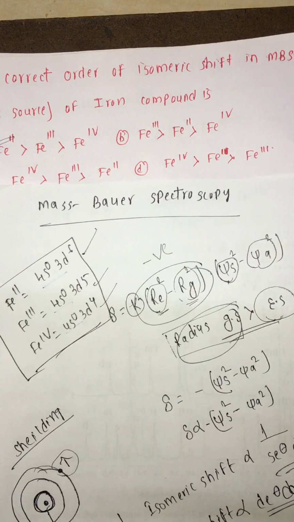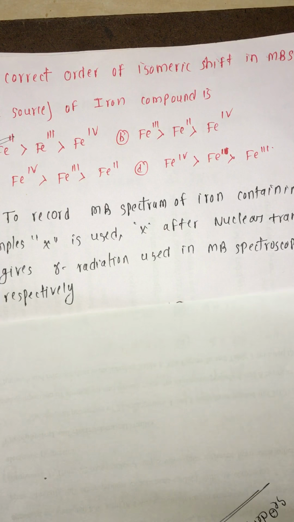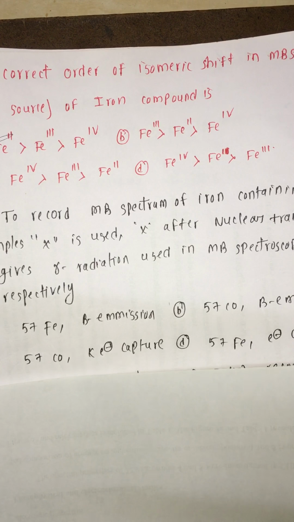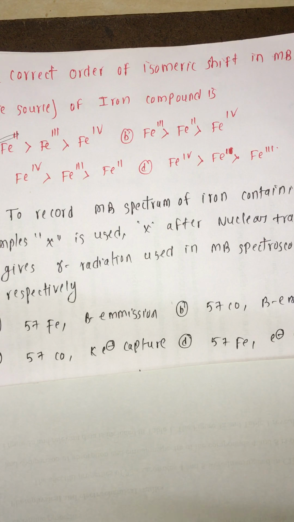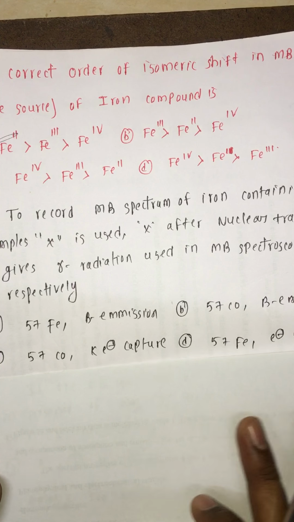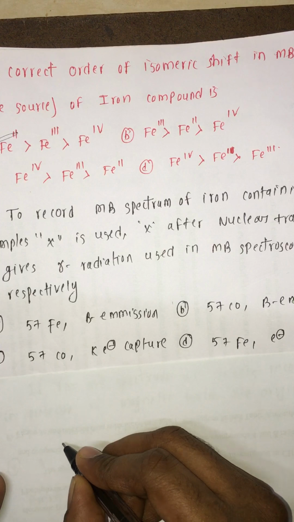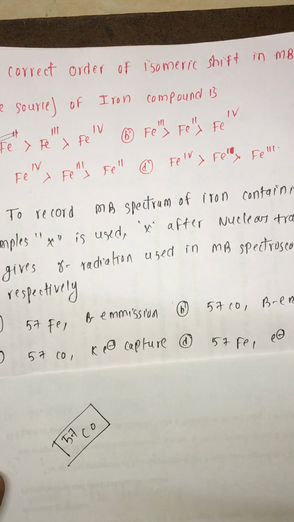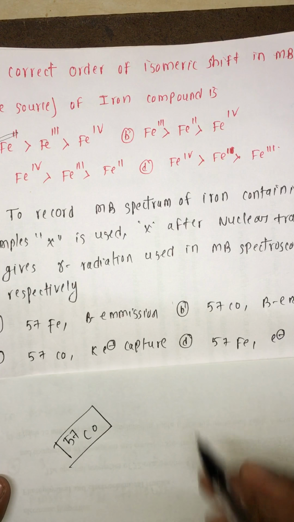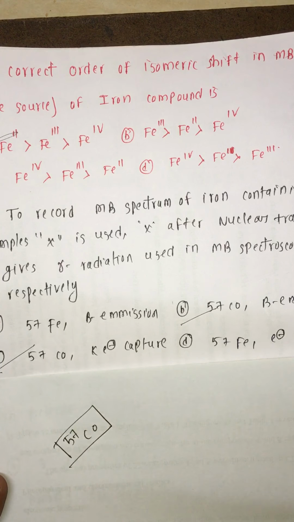The next question is: to record the Mössbauer spectrum of iron containing samples, X is used. Now we know what that X is. Whenever we are using an iron sample, the source which we use is 57 cobalt. So the answer will be A, this one or this one.